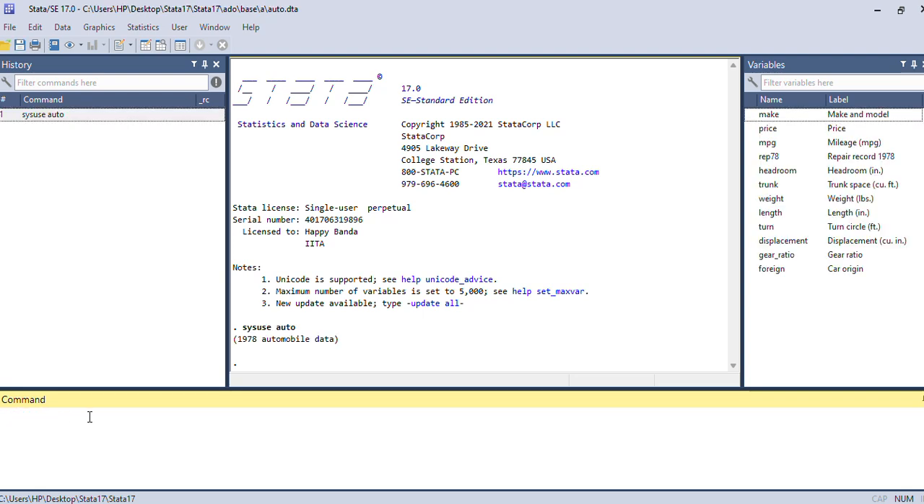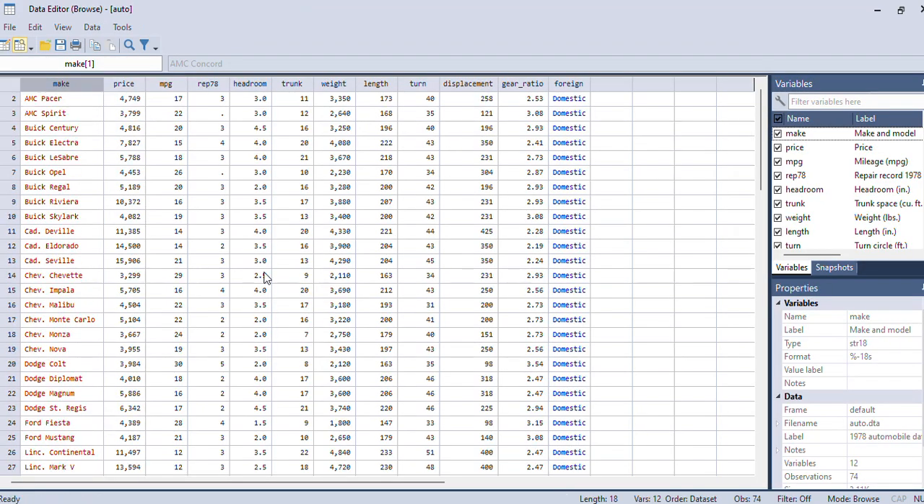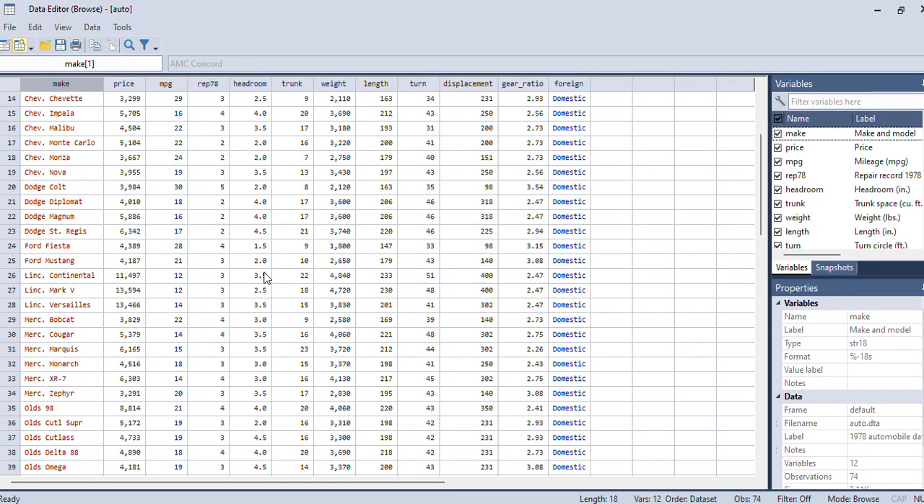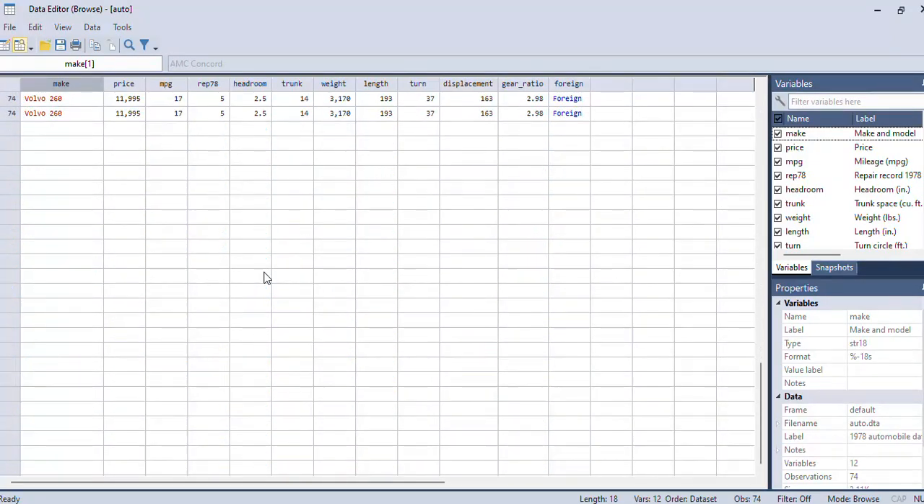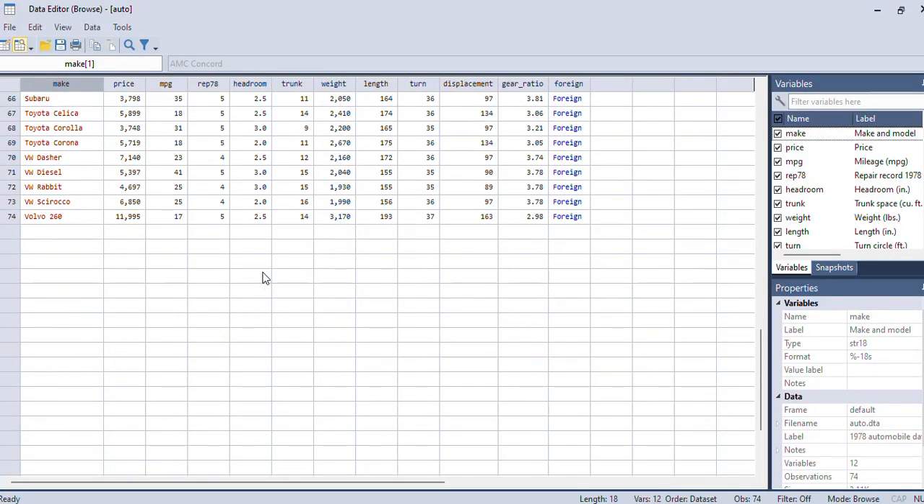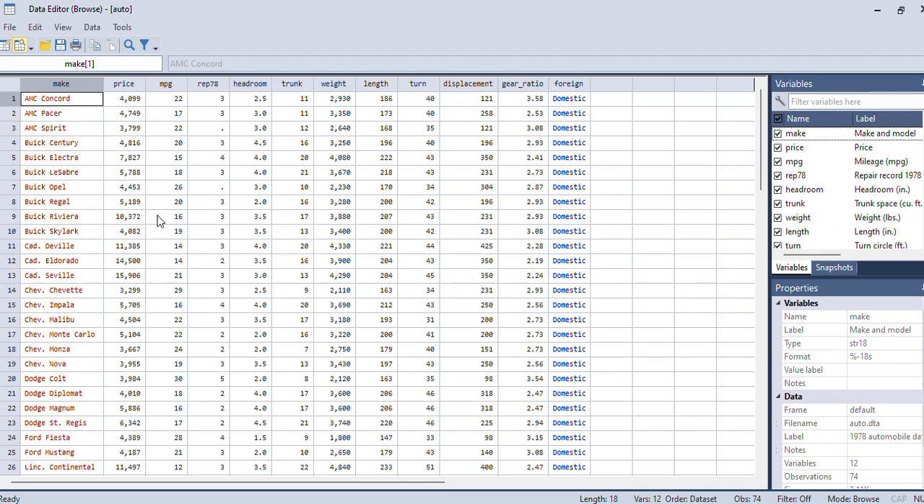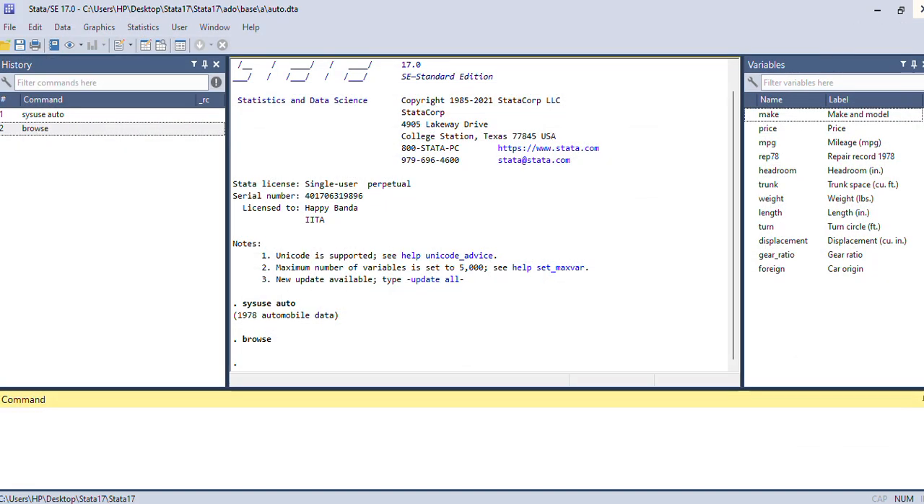So if we press enter, we can see that now we have access to the dataset that is in the system. So we can have a look at the dataset. We can browse it. We can see that this dataset is indeed a nice dataset. There are about 74 observations for each and every variable here. So we have got a very nice dataset.